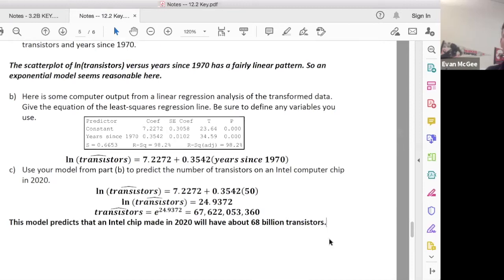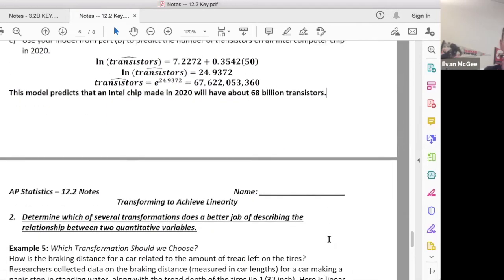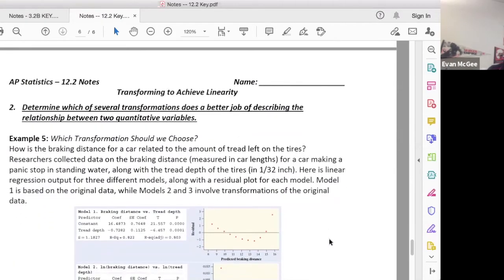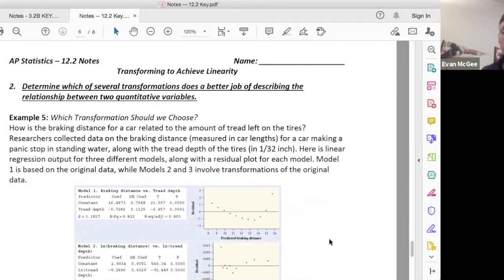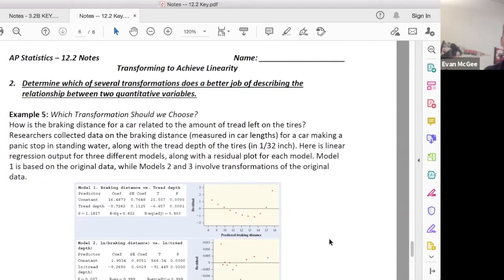All right, the last objective is, since we've looked at so many different types of models, sometimes you might have a couple of ways to re-express or transform a data set, and you have to pick which model is the best. And so that's what this is about. How do we know which relationship or which transformation is the best to use to make predictions?